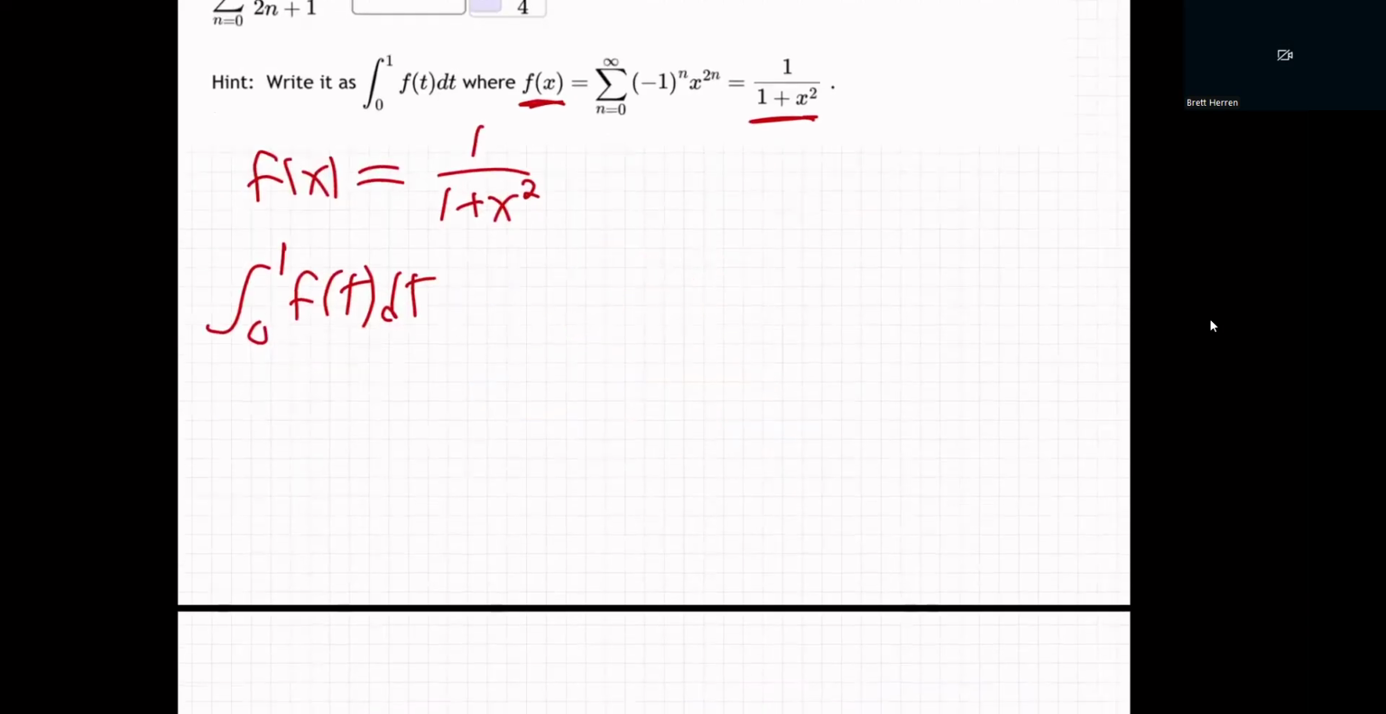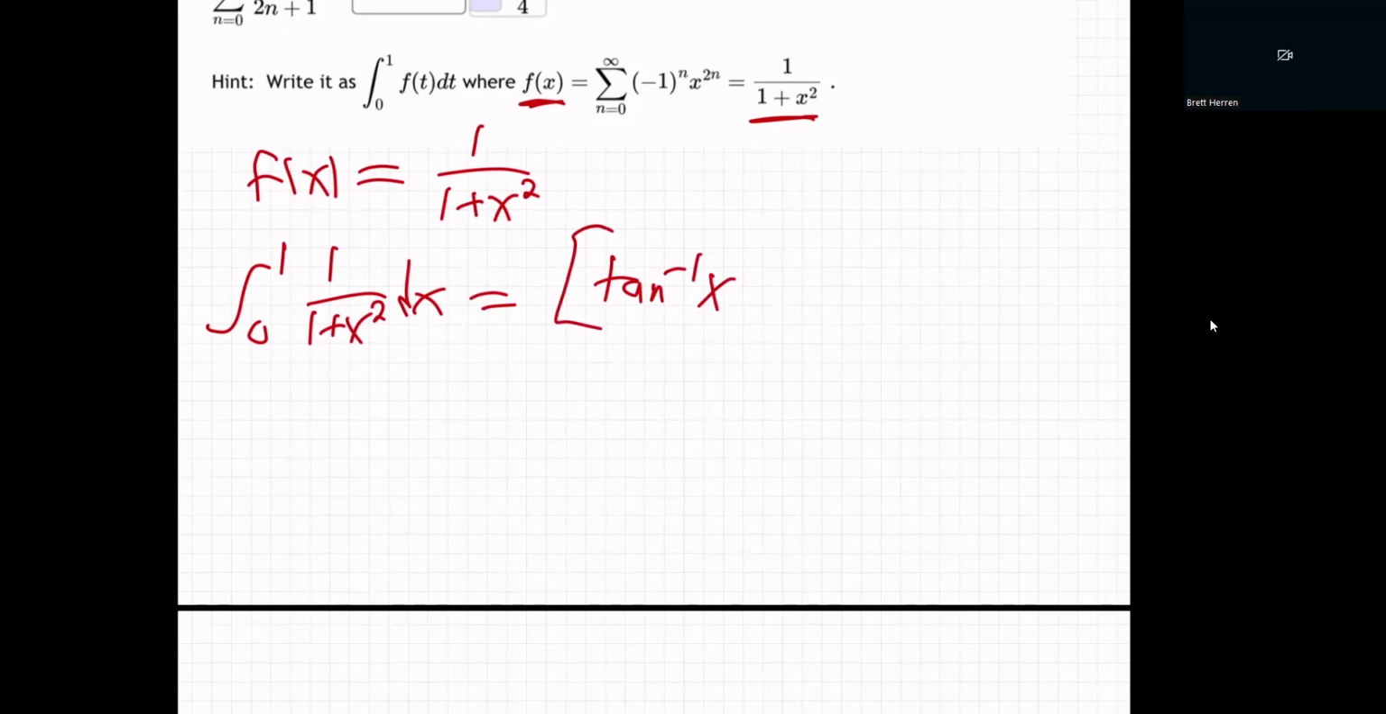Anyway, whatever they want to call it, you're just going to integrate that function. In fact, let's just stick in the function. You're going to integrate 1 over 1 plus x squared dx. Okay, so how do you integrate that? What's the antiderivative of that? I don't know if you remember. It's inverse tangent. And we're evaluating it between 0 and 1.